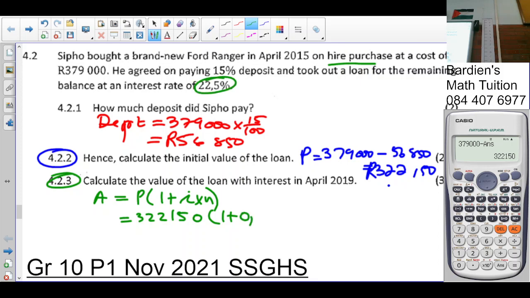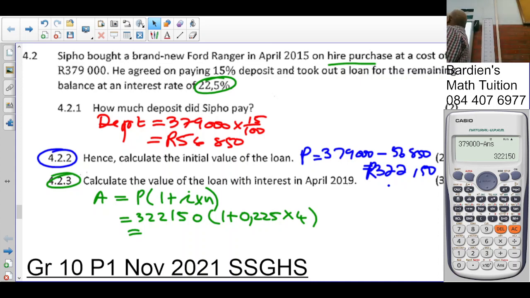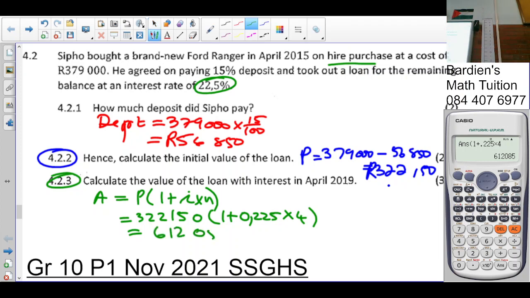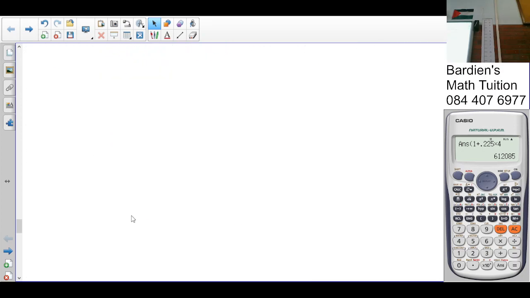The P value, of course, the loan amount, is 322,150 into 1 plus i, where i is 22.5%, so 0.225, times the number of years from April 2015 to April 2019, which is 4 years. So it's going to be 322,150 into 1 plus 0.225 times 4, which gives you 612,085.